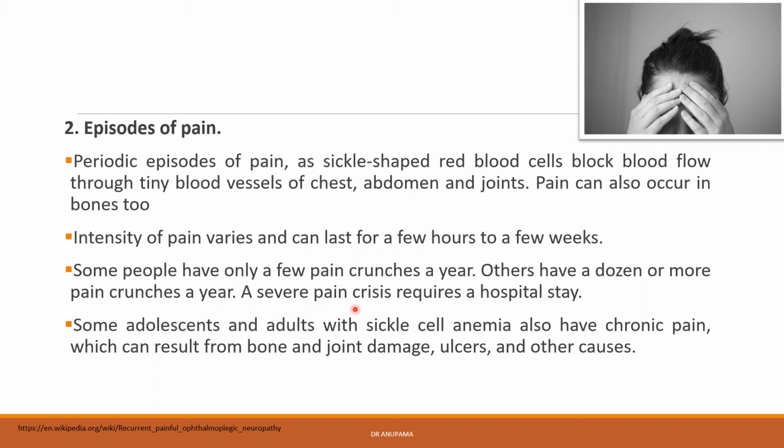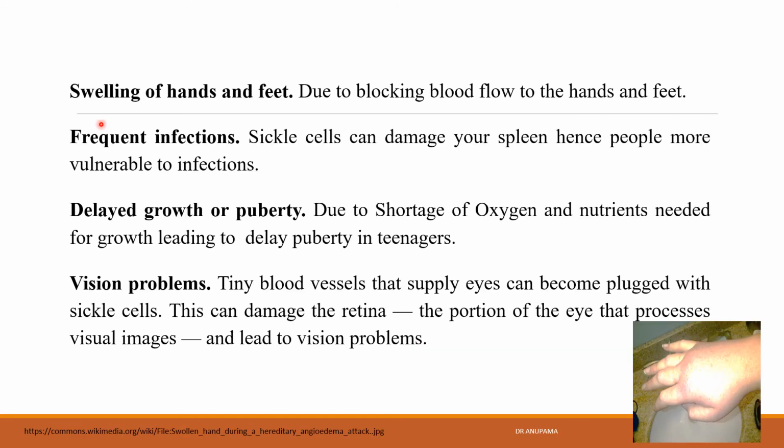Some adolescents and adults with sickle cell anemia also have chronic pain, which can result from bone and joint damage, ulcers, and other causes. The other symptoms that we see include swellings of hands and feet due to blockage of blood vessels, then frequent infections because sickle cells can damage the spleen also, hence people are more vulnerable to infections.